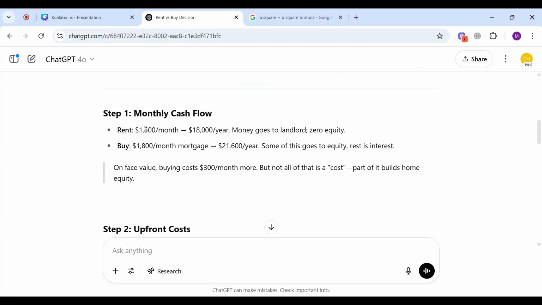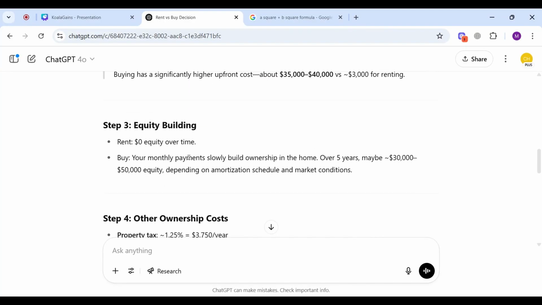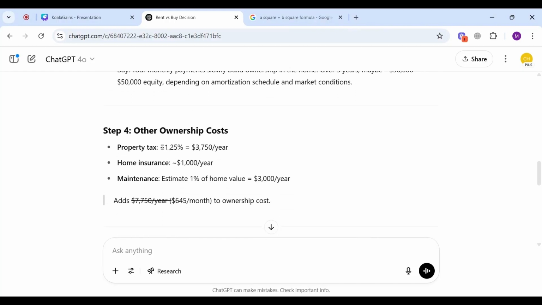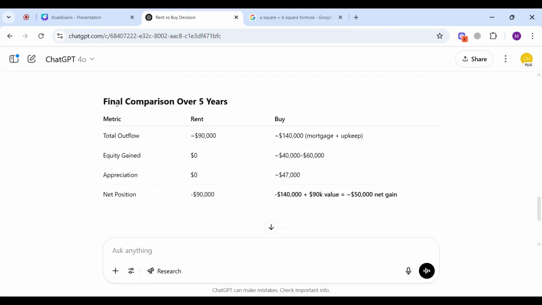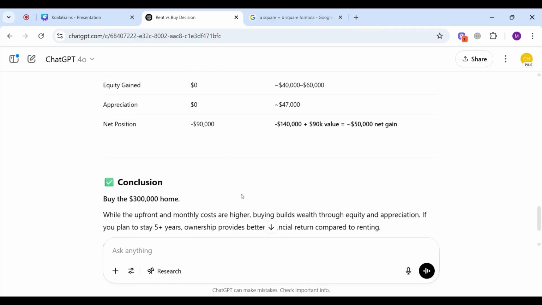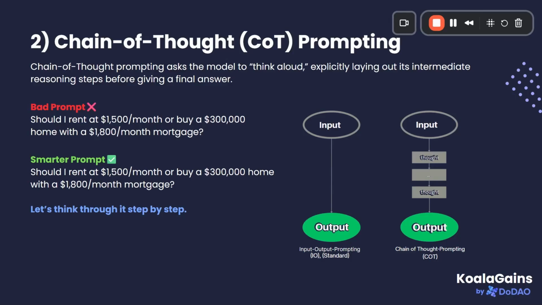It creates a table for overall cost-benefit analysis and gives us a solution that is buying a house worth $300,000 with a monthly mortgage payment of $1,800. Now we know if we're buying the house, why should we do it, and what costs are involved in buying that house. That's how chain of thought helps us solve all the complex problems and gives us the most effective solution. Not only that, it also helps us verify the solution by showing all the intermediate steps, so we can check if the LLM made any mistakes in any of the steps.